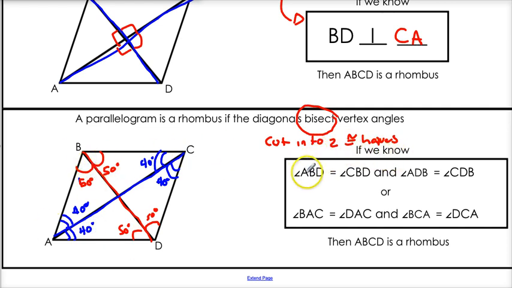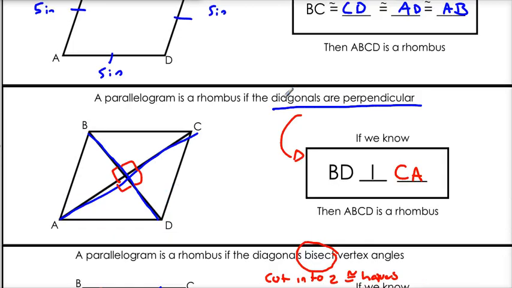So if we know that ABD, so ABD is this angle right here, is congruent to CBD, which is this angle right here, and ADB, which is right here, is congruent to CDB, which is right here, then we know that the diagonal bisects the angle, and this must be a rhombus. And this also works for the other angles. If these two are congruent and these two are congruent, then we know the diagonal bisects the angles, and so it must be a rhombus. So these are the three special properties that you must know for a rhombus.